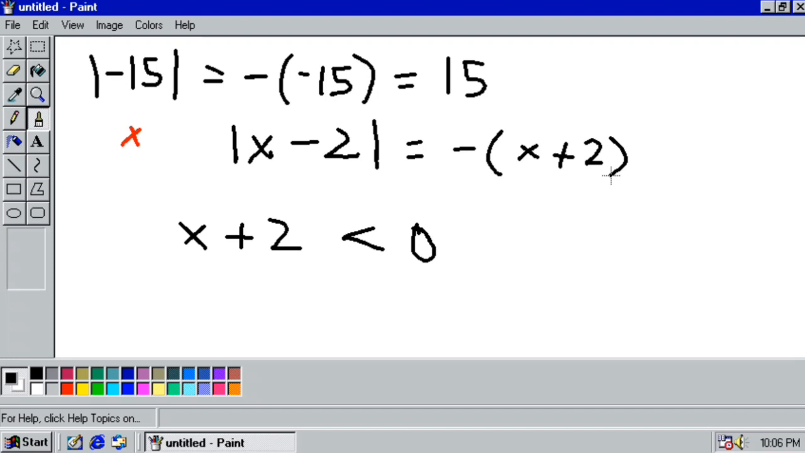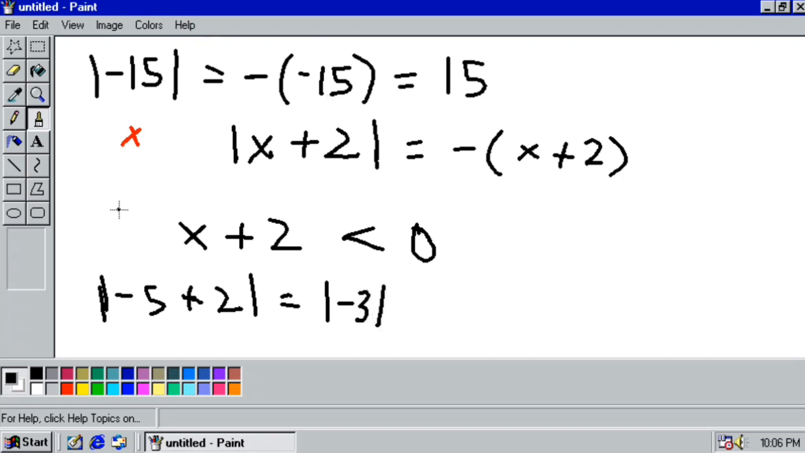So to demonstrate, let's give x a value like negative 5. So for example, let's make x negative 5. Now, negative 5 plus 2, since I forgot this should be plus. So negative 5 plus 2 is what? It's negative 3.